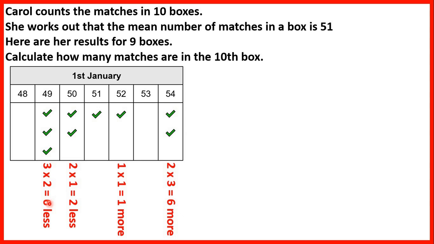So here we have 6 less and 2 less, so that's 8 less altogether, and here 1 more and 6 more, so that's 7 more. To balance that out, we need 1 more, so that the mean is 51. Because if we have 2 boxes with 52, we now have 2 boxes with 1 extra match, so that's 2 more, and then you can see that it balances out, so that means the mean is 51.